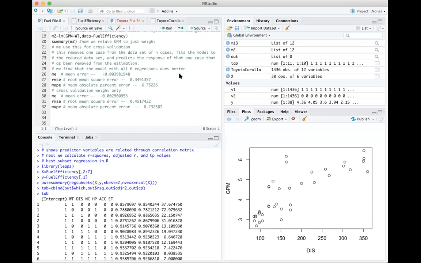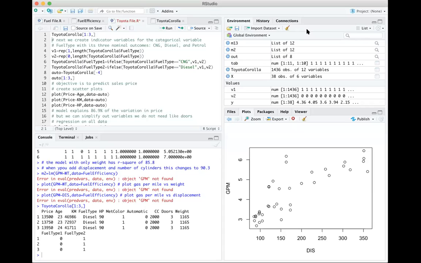The mean error is -0.004. The root mean square error is 0.35. The mean absolute percent error is 6.75. Now we do the cross-validation of the weight only. The mean error is -0.003. The root mean square error is 0.45. And the mean absolute percent error is 8.23.